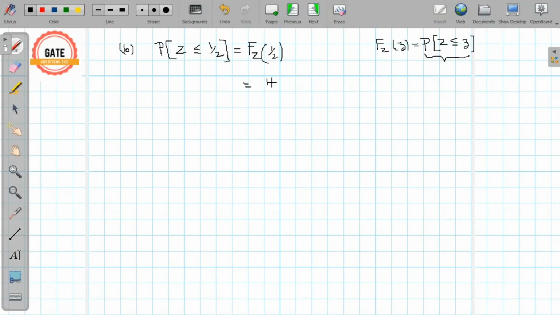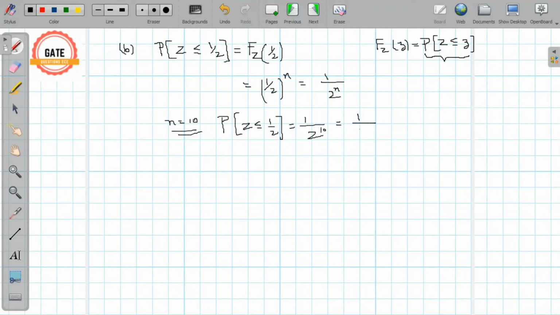Putting z equal to 1/2, we get the required probability, which is 1/2 raised to power n. In the GATE exam, the examiner may ask, by giving the value of n equal to 10, what is this probability? In that case, the probability that Z is less than or equal to 1/2 will be 1/2 raised to power 10, which is nothing but 1/1024. So such questions can be framed in GATE exams.